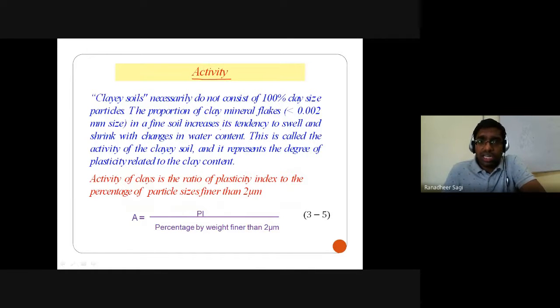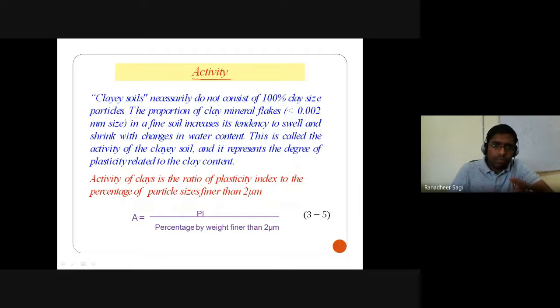Clay soils necessarily do not contain 100% clay-sized particles. When we say it's a clay soil, it doesn't mean 100% of the particles in that soil have to be clayey. But the more the proportion of clay particles existing in that soil, the more chances of swelling characteristics for that particular soil. That's something we need to understand, because with more clay particles, the tendency of absorbing water is going to be more, because of which an increase in volume of that soil can certainly happen.